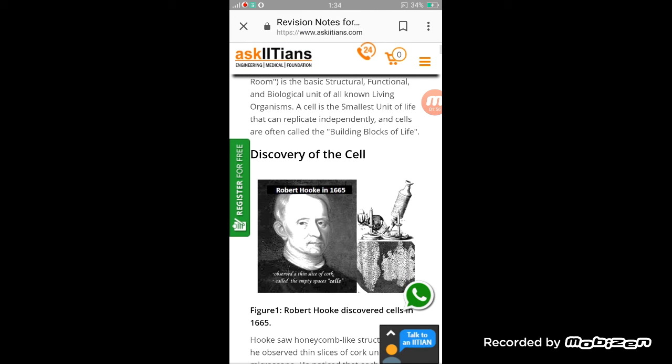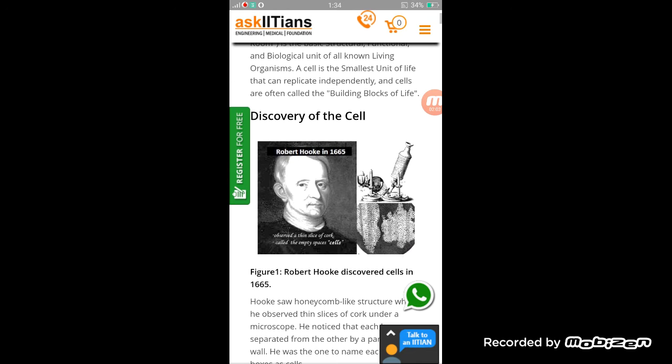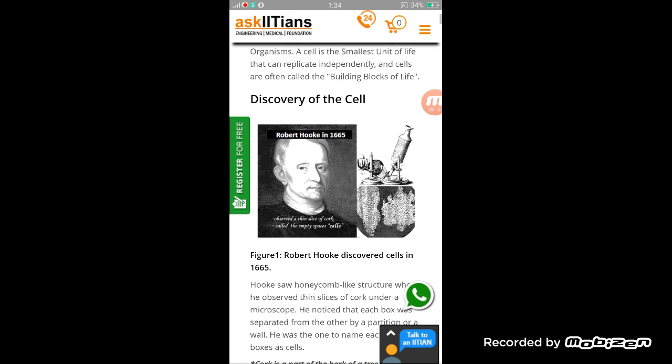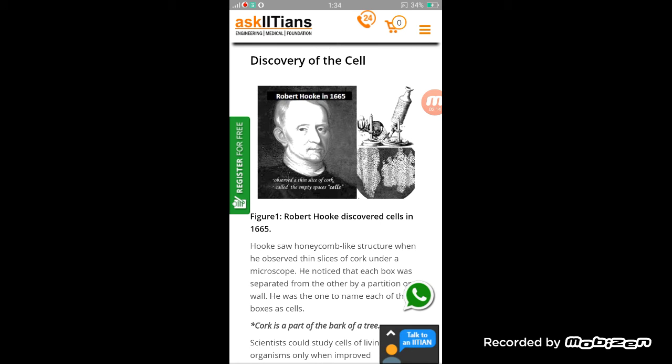It is the structural and functional unit also. It can replicate itself independently. This is also a function or feature of the cell. And cells are also called the building blocks of life because they are the smallest and the basic unit of life. Now we are going to study about the discovery of cell.